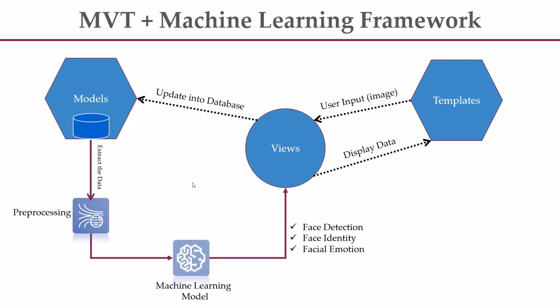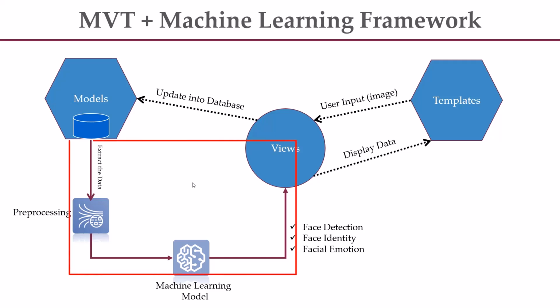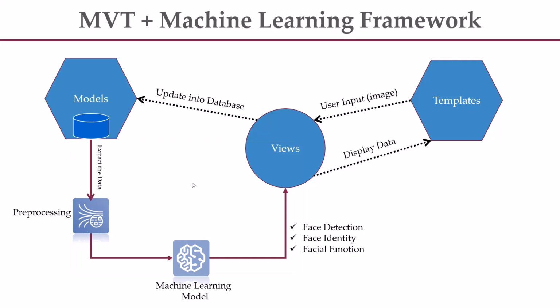And what we are going to follow in this course is the MVT plus machine learning framework. The framework is almost similar, but what we add here is machine learning. So let me explain this. From the template, we get the input from the user, and from views, we update that image into the models, which is a database.